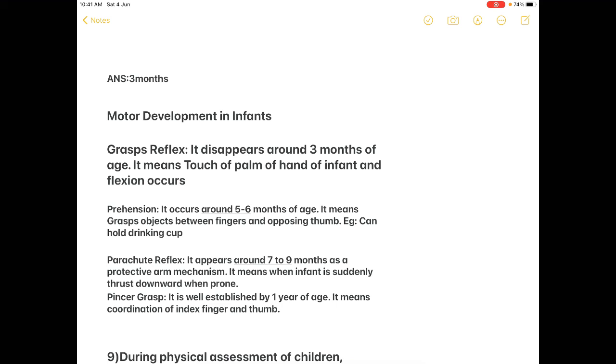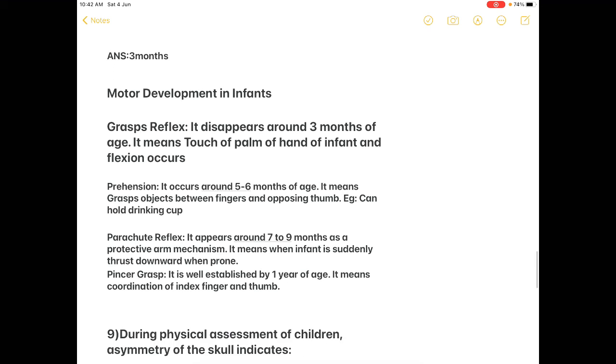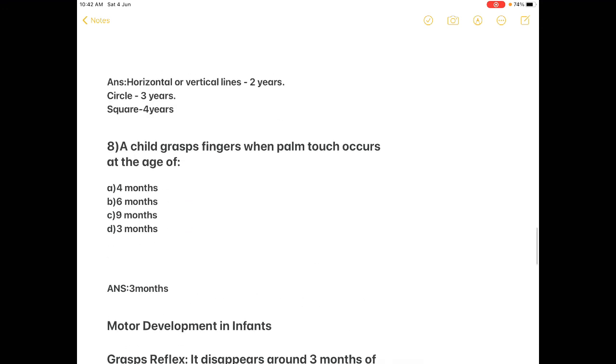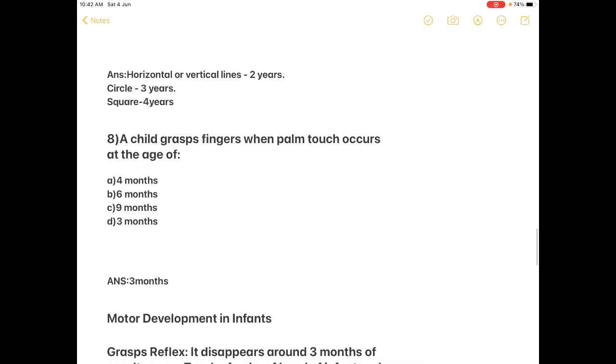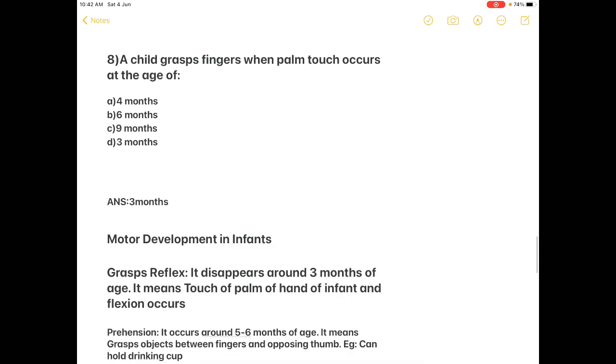It means touch of the palm of the infant's hand and flexion occurs. Prehension occurs around 5 to 6 months of age. It means grabbing objects between the fingers and opposing thumb. For example, a baby can hold a drinking cup. The next reflex is the parachute reflex. It appears around 7 to 9 months as a protective arm mechanism. It occurs when the infant is suddenly thrust downward when prone. Pincer grasp is well established by 1 year of age. It means coordination of the index finger and thumb. So the correct answer here is 3 months. A child grabs fingers when palm touch occurs at the age of 3 months.